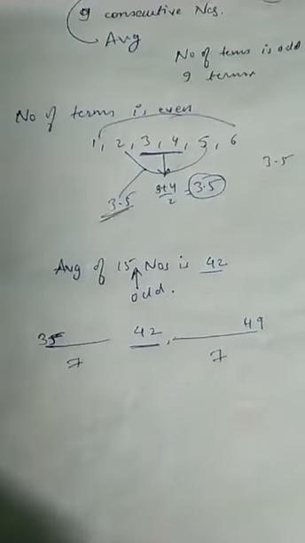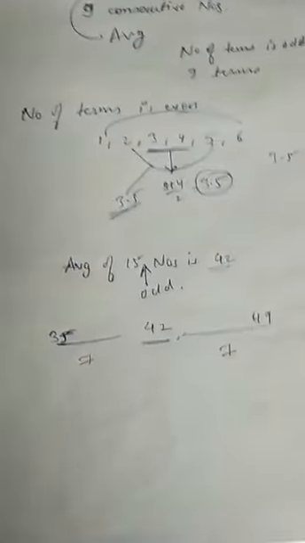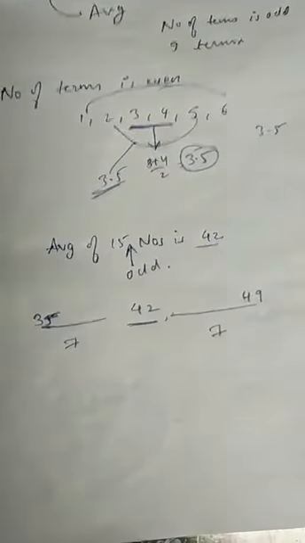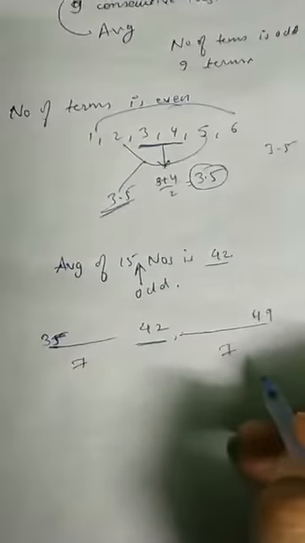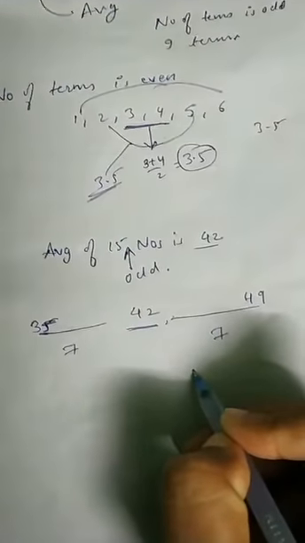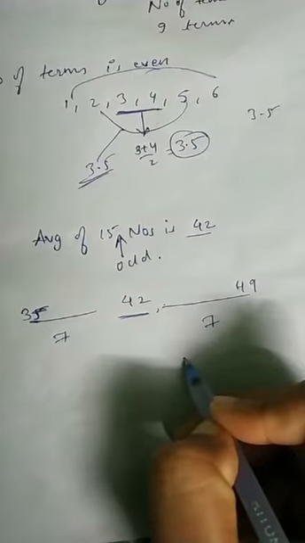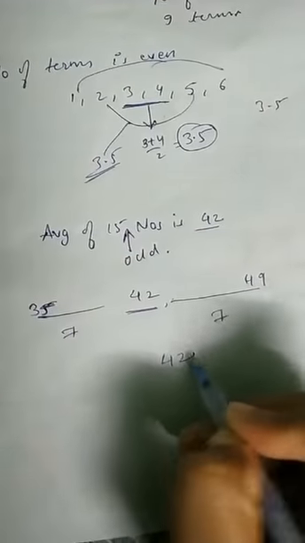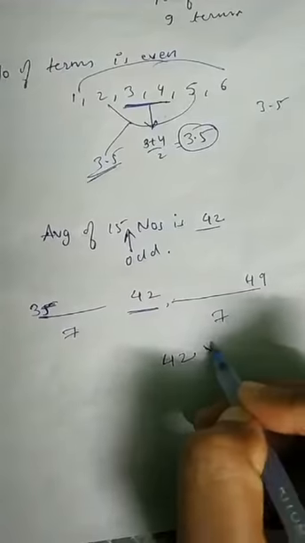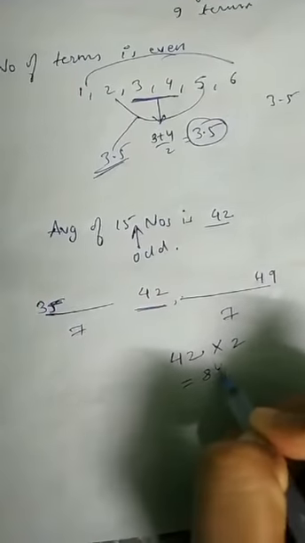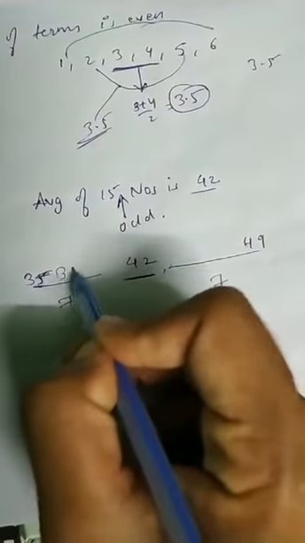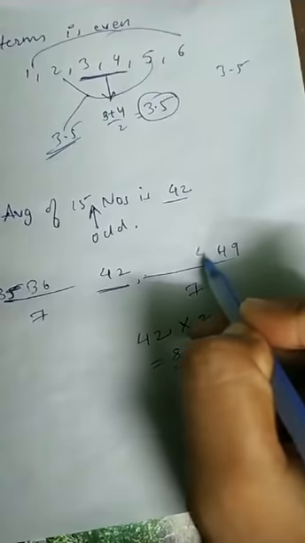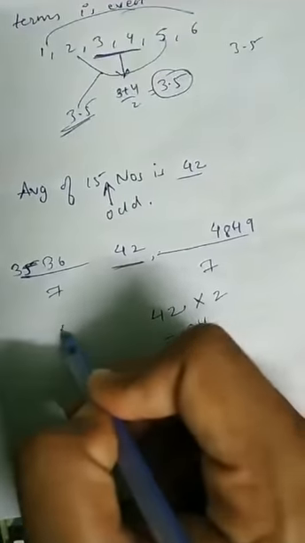Also, we need to find the sum of the smallest and the largest number, the last and the first term. We know that the average of the first and the last will be the same as the average of the 15 numbers, so it will be 42, and the sum will be multiplied by 2, which is 84. Also, the average of the second last and the second number will also be 42.